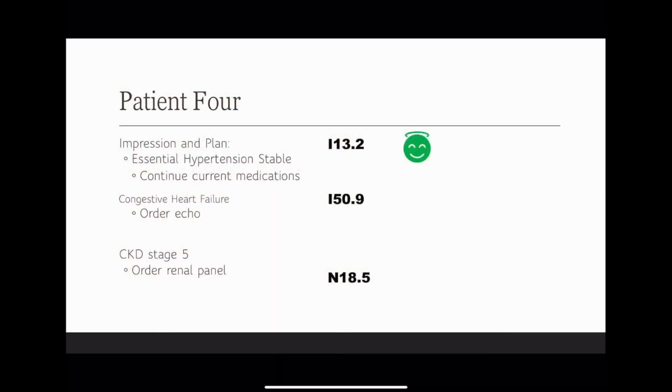Yay! The correct code is I13.2 to indicate that the patient has hypertensive chronic kidney disease with heart failure. So they have all 3 things. And then we are instructed to indicate what type of congestive heart failure, and we are also instructed to give what stage of kidney disease. So that's why we have 3 codes here and not just the 1.